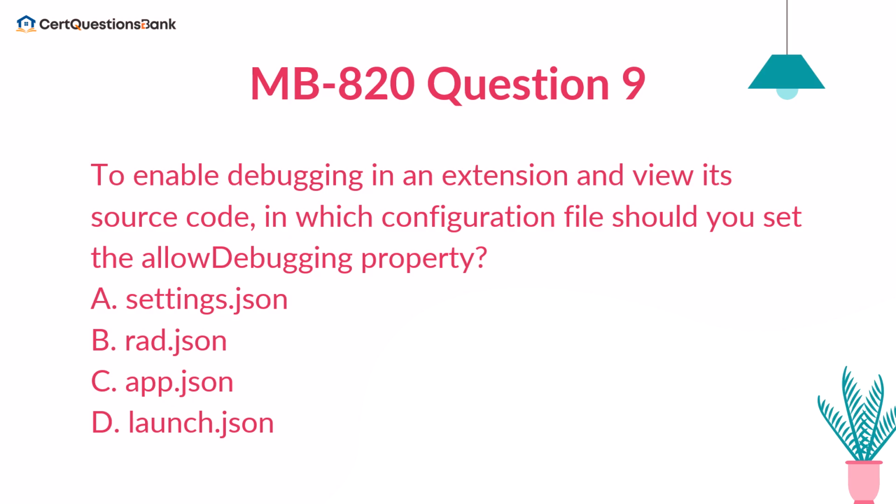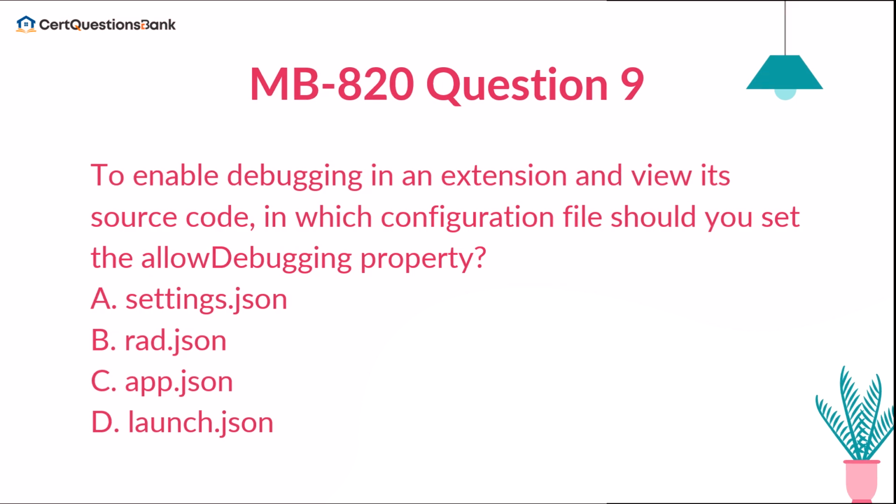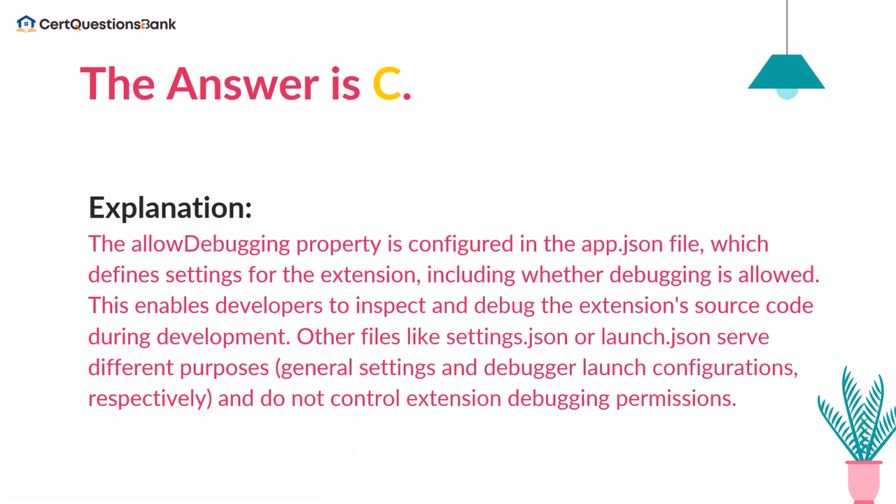To enable debugging in an extension and view its source code, in which configuration file should you set the Allow Debugging property? A. settings.json. B. rad.json. C. app.json. D. launch.json. The answer is C.